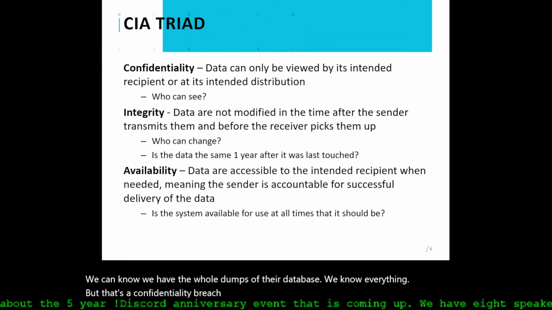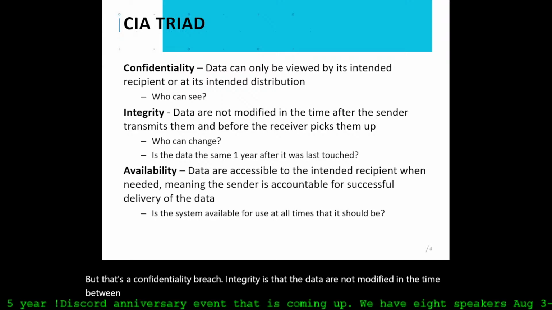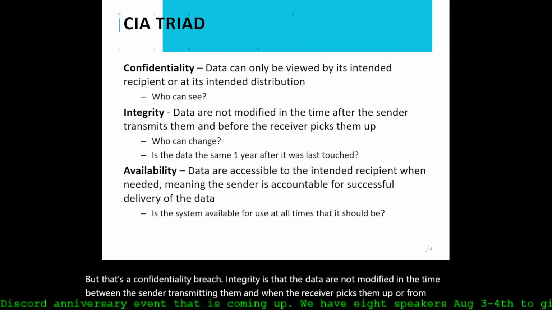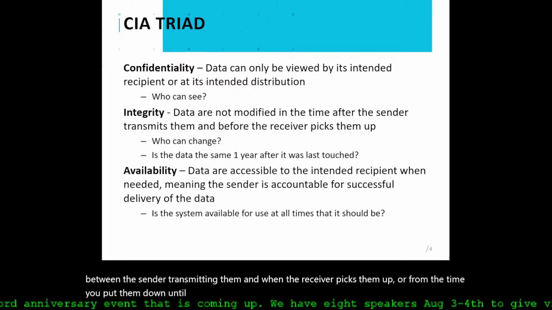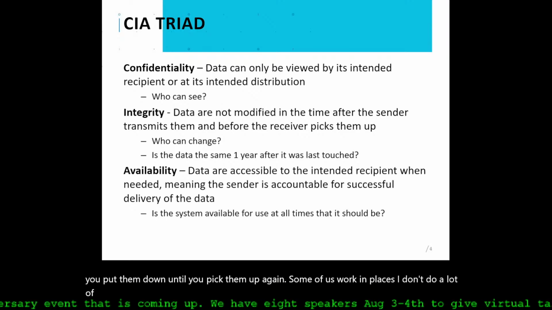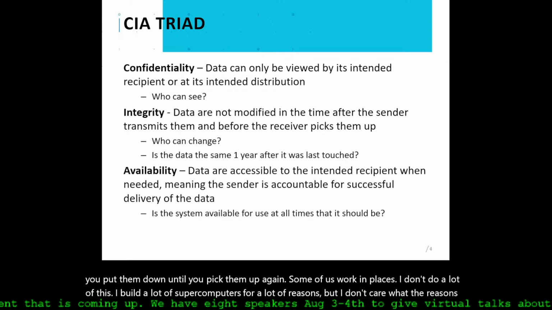Integrity is that the data are not modified in the time between the sender transmitting them and when the receiver picks them up, or from the time you put them down until you pick them up again. Some of us work in places like that. I don't do a lot of this. I build a lot of supercomputers for a lot of reasons, but I don't care what the reasons are. And that's actually a very nice thing.